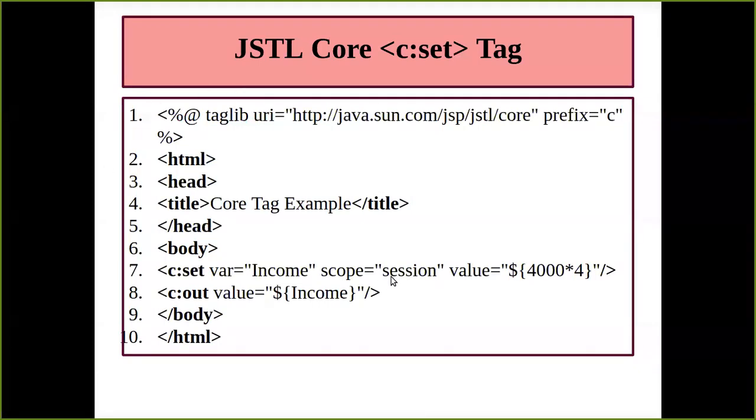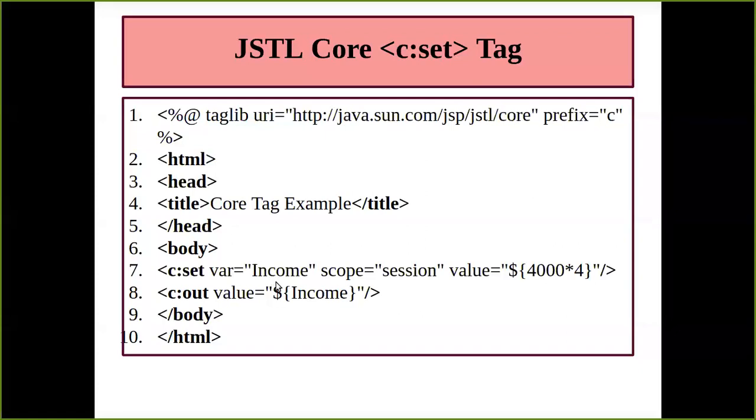Okay, but if you're making use of session scope, that means the value you're holding for the variable called income is going to be for the whole session you are working on. Fine. Now the value I'm passing for this variable called income, what is it? I'm using the expression language again. It starts with a dollar sign, and what expression am I writing here? 4,000 into 4. So what is going to be the answer? 16,000. And that 16,000 is going to be stored in your income variable.